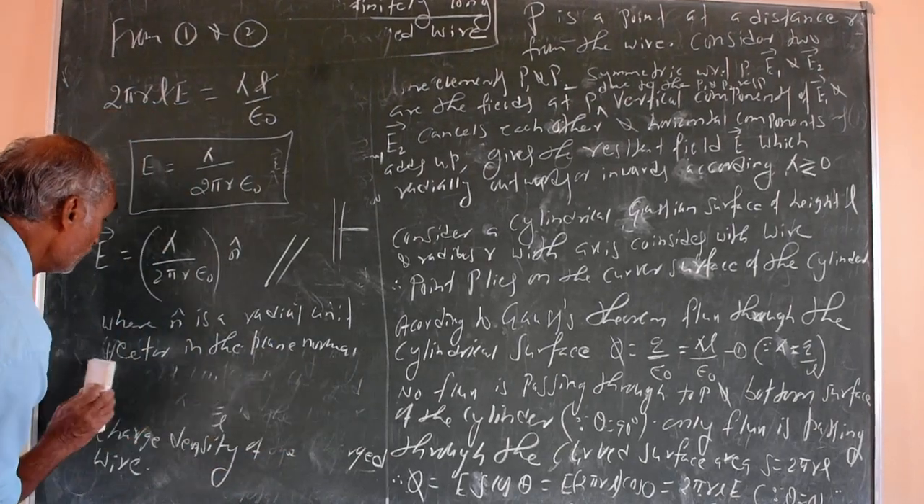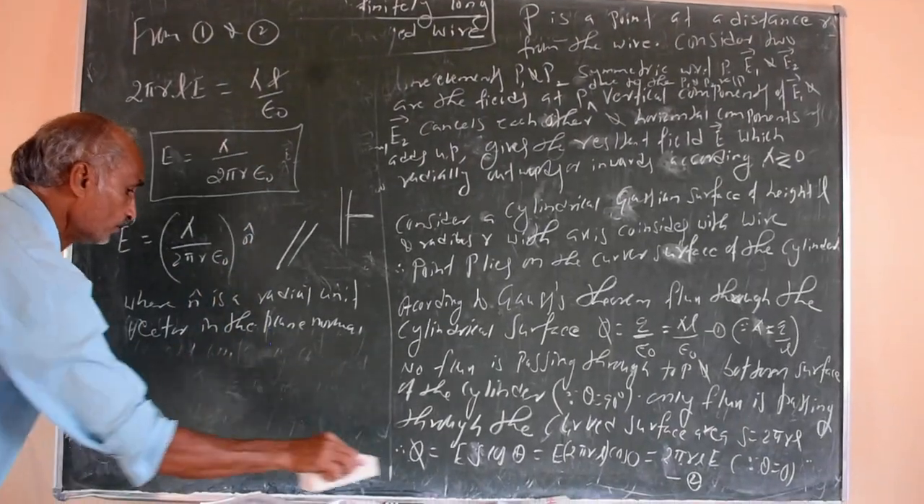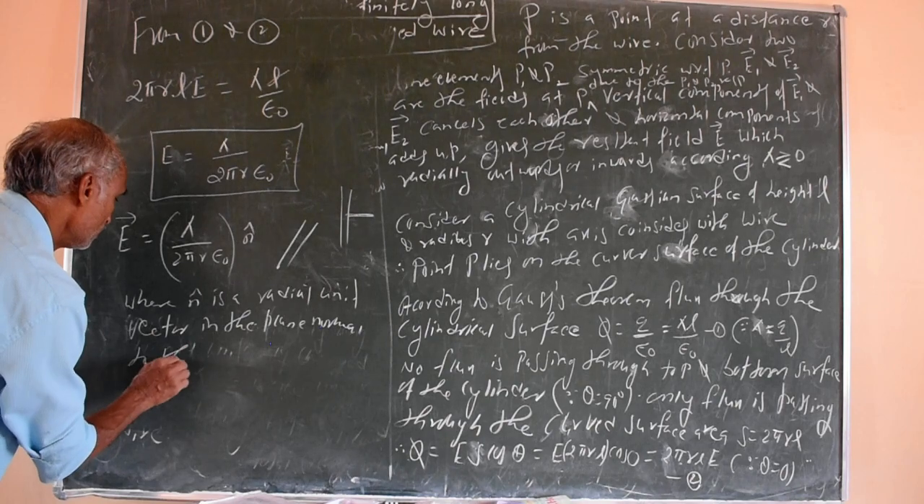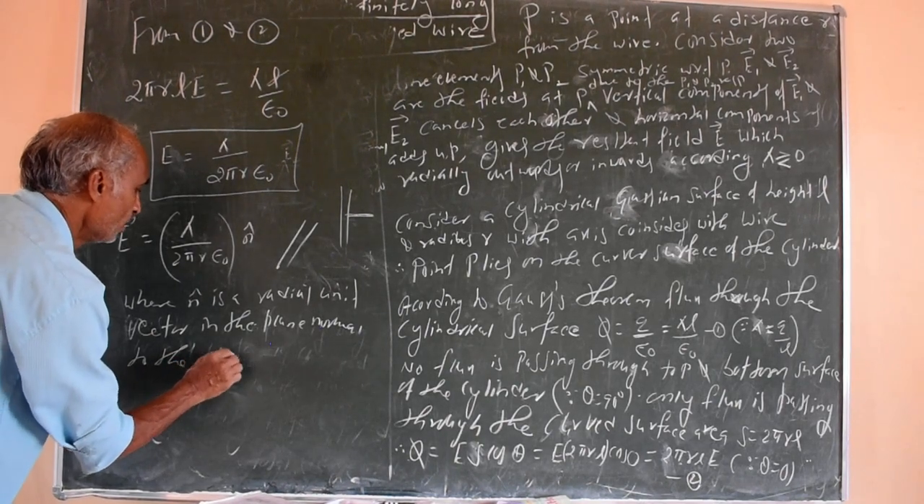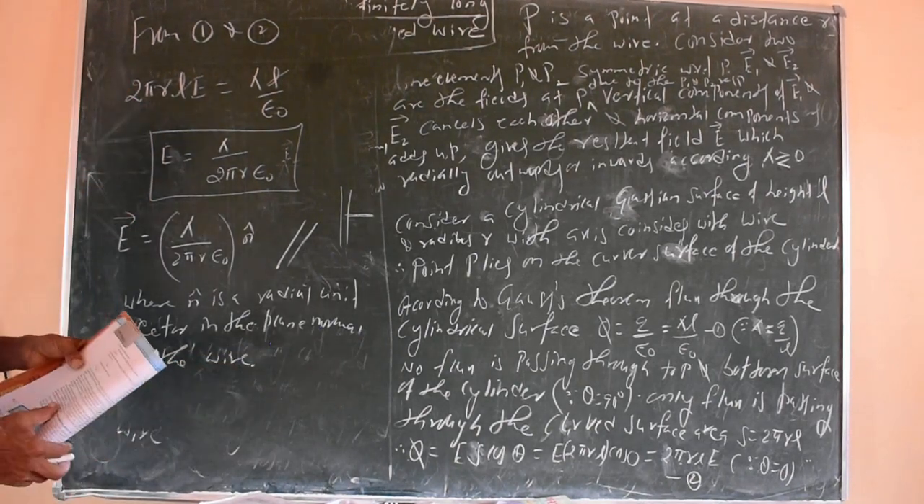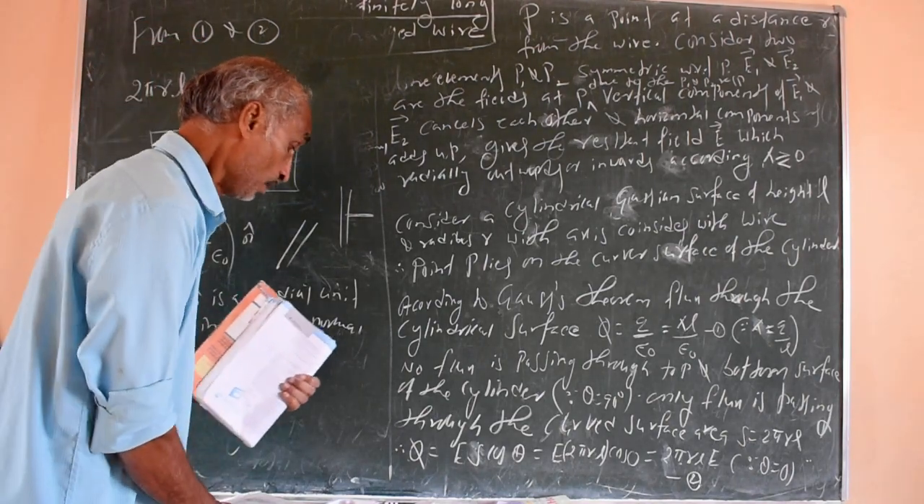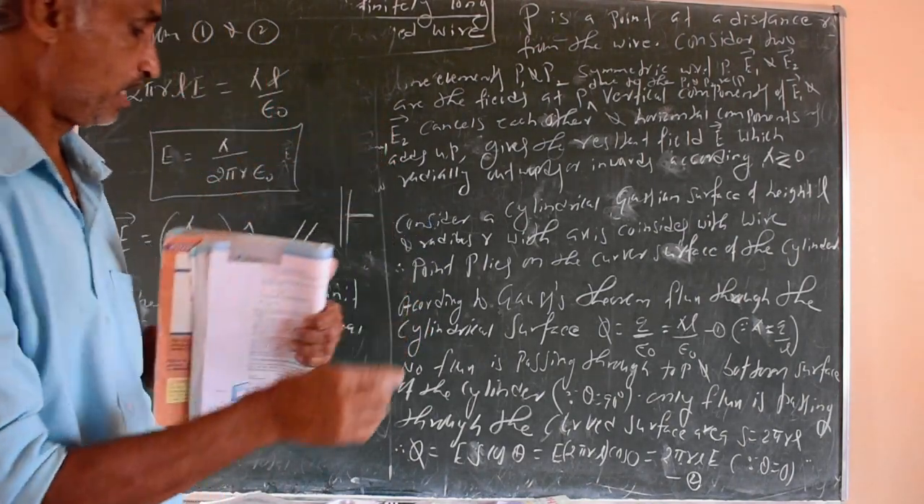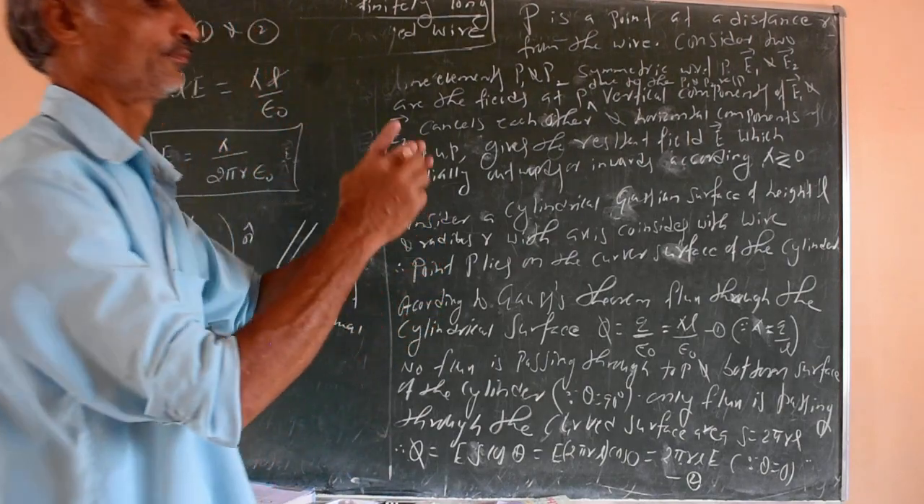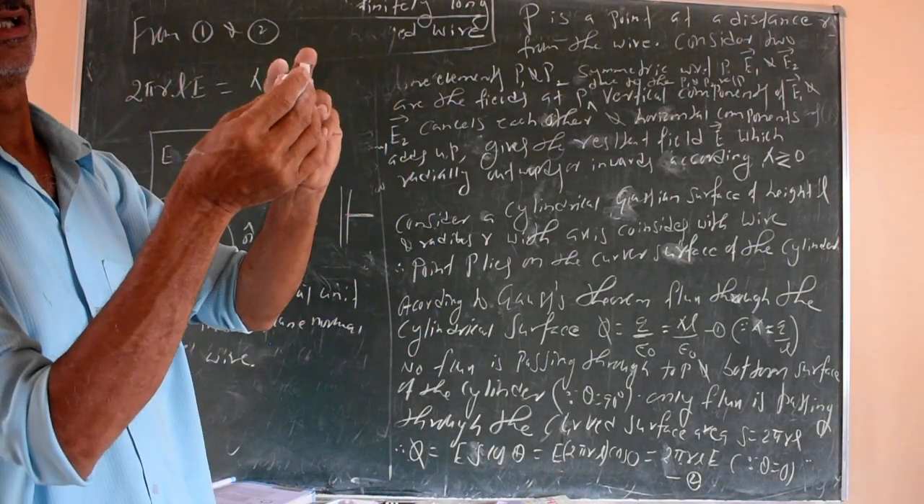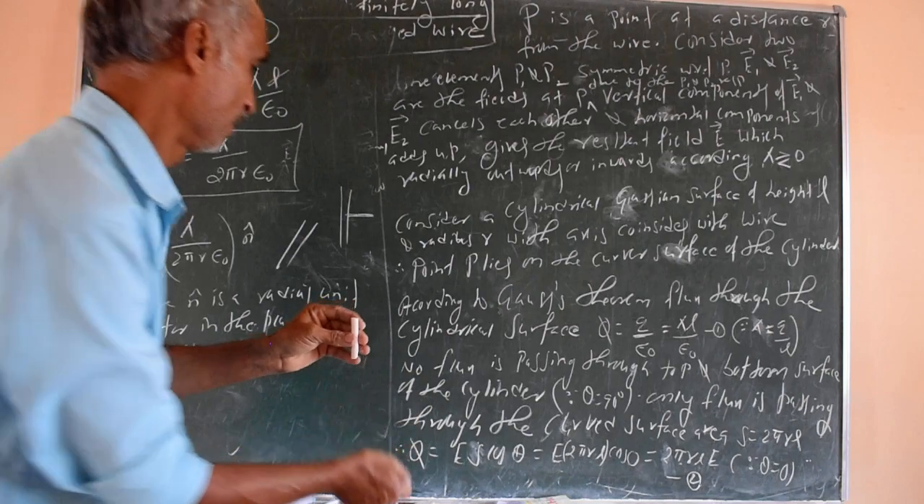Normal to the wire. Okay. In which plane? The plane normal to the wire. Suppose this is the wire. The normal to that wire is this, understood? This is the normal.